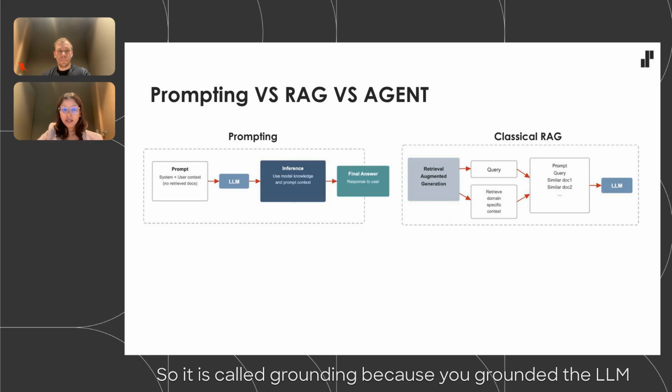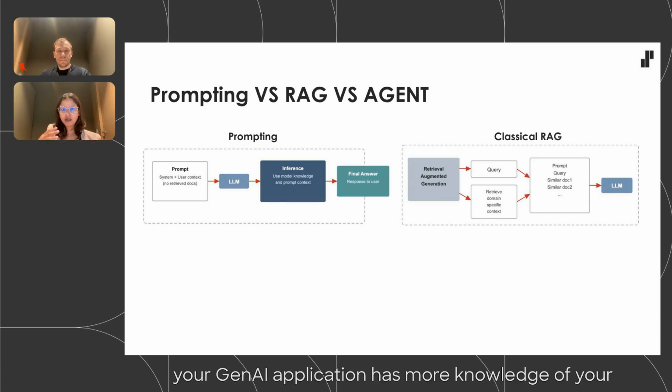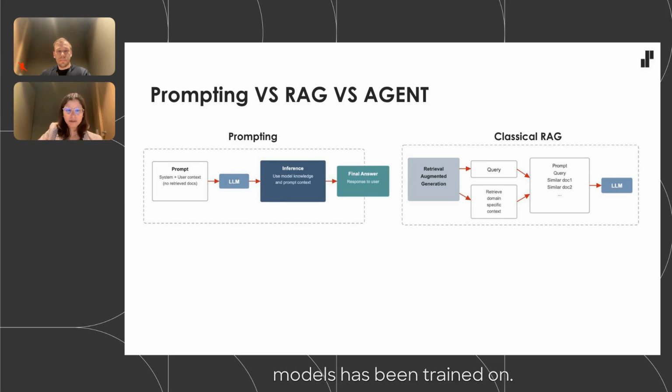It is called grounding because you grounded the LLM to the context. In doing so, you prevented the hallucinations that happened in case one, which is prompting. So your GenAI application has more knowledge of your data instead of the generalized data the large language model has been trained on.